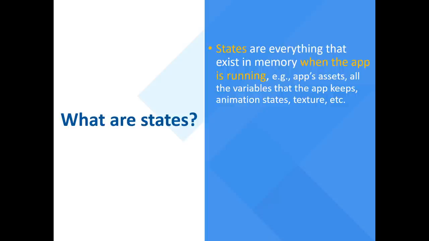and then all the variables, of course, because everything is stored in variables. The animation state, animations also has the state, like whether the animation is running or is doing something. Like if you are doing animation of rotation, so how many degrees of the rotation, and the texture also can be state for an application, and many more. Okay, so in general, a state is basically data of the application.